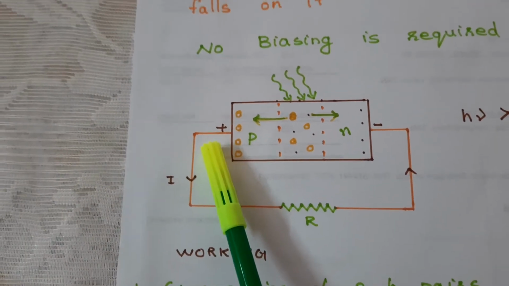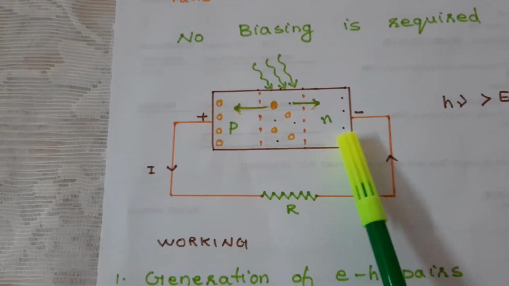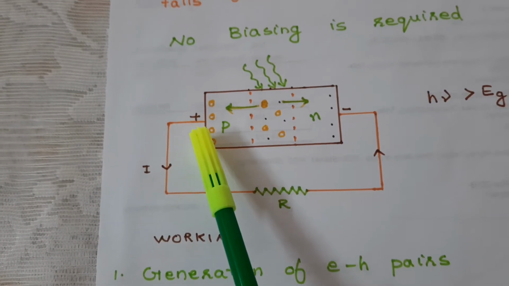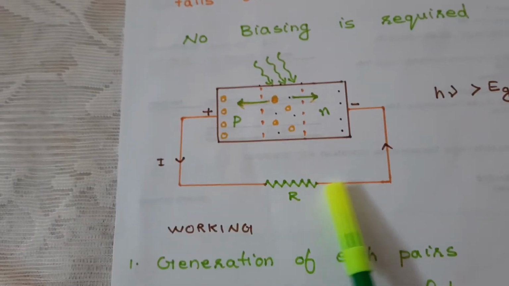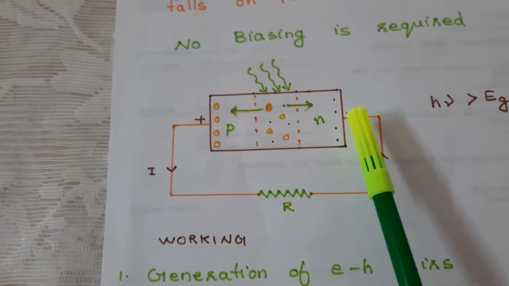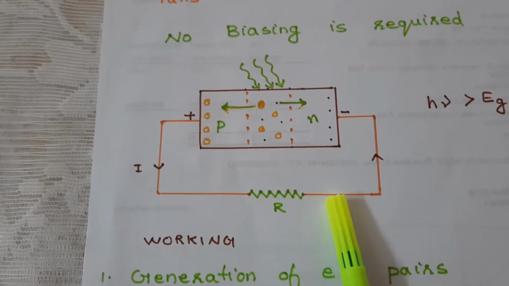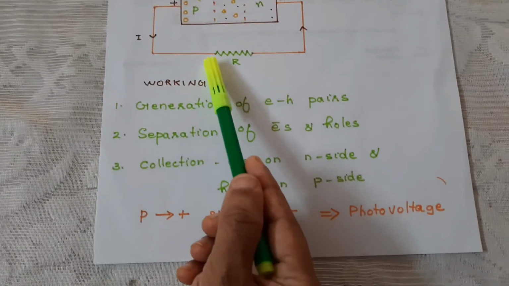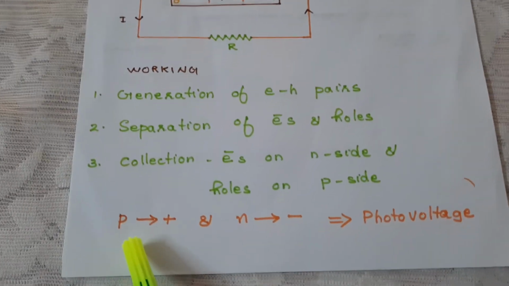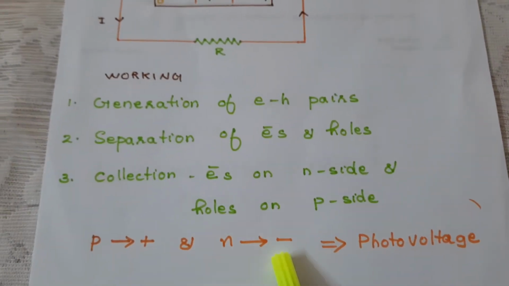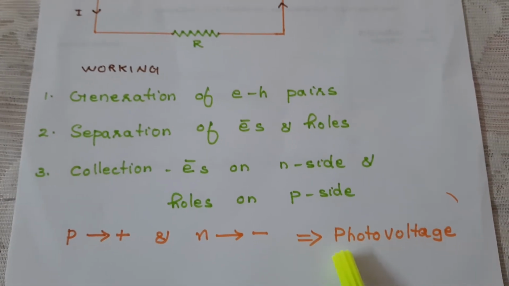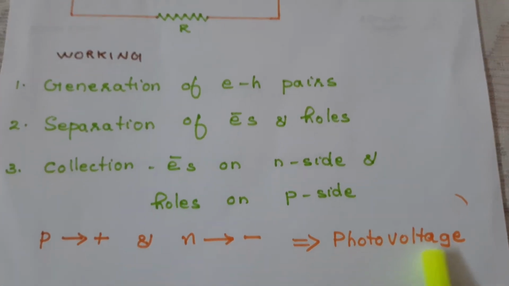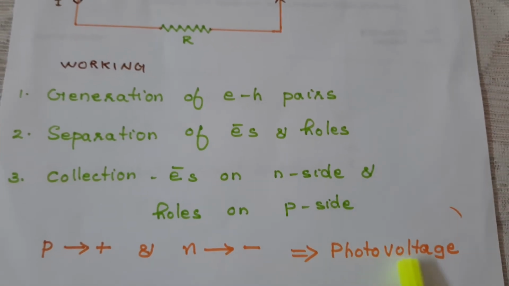And thus the p side becomes positive and n side becomes negative. So the current flows from p to n through the outside circuit, through the external circuit. Since P becomes positive and N becomes negative, an EMF is developed across the junction, and this voltage is known as photovoltage.